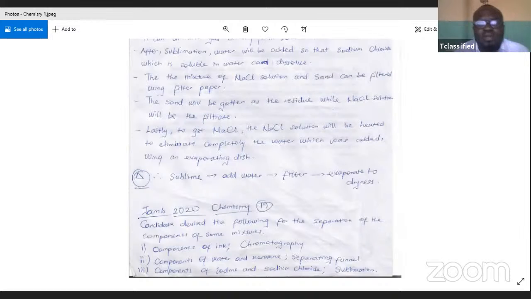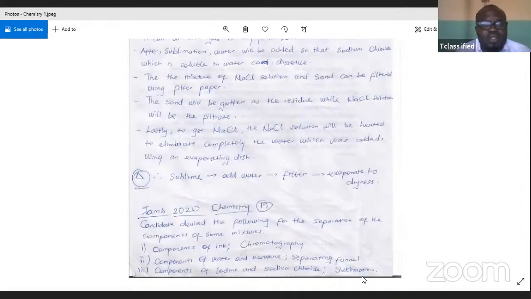So in which of the above is the principle used correctly? We have components of ink, components of water and kerosene, then components of iodine and sodium chloride. So how can you best use this in order to have your separation?